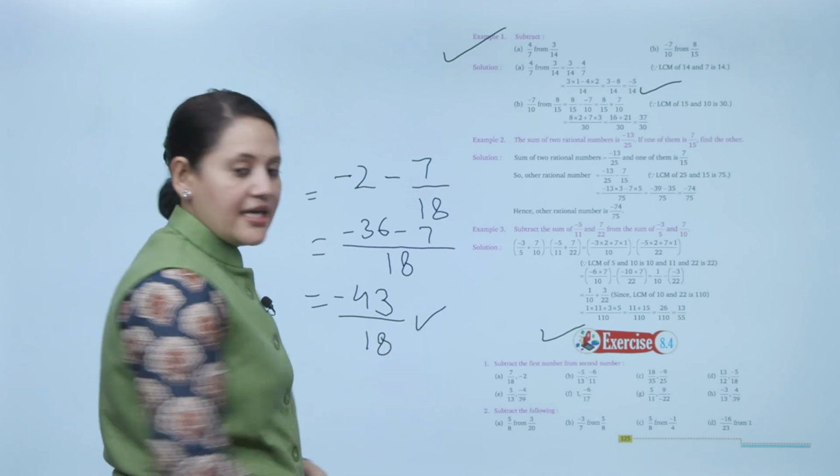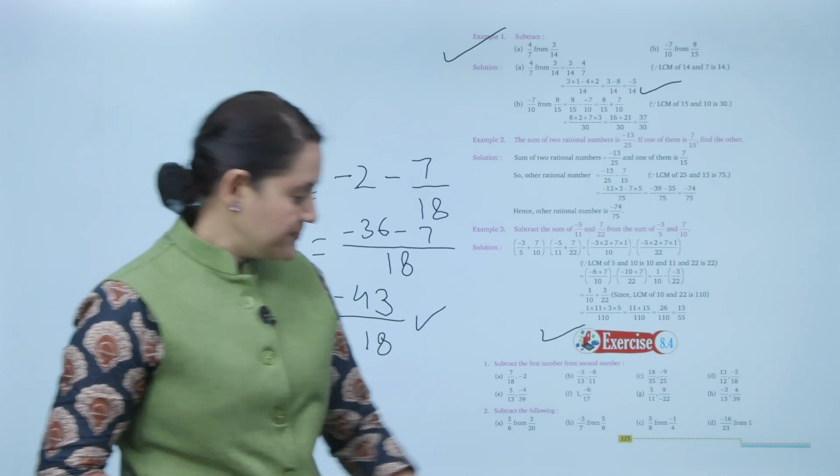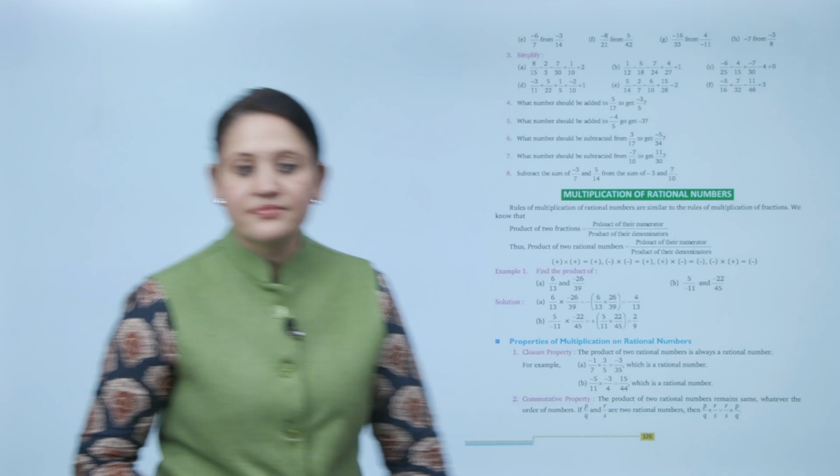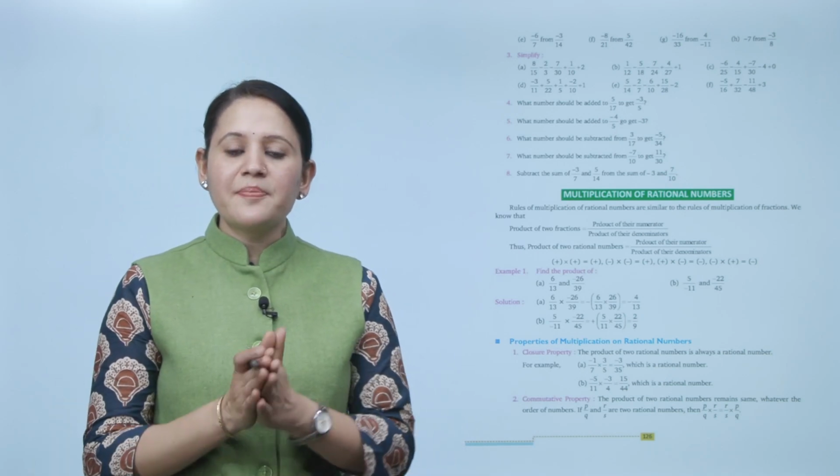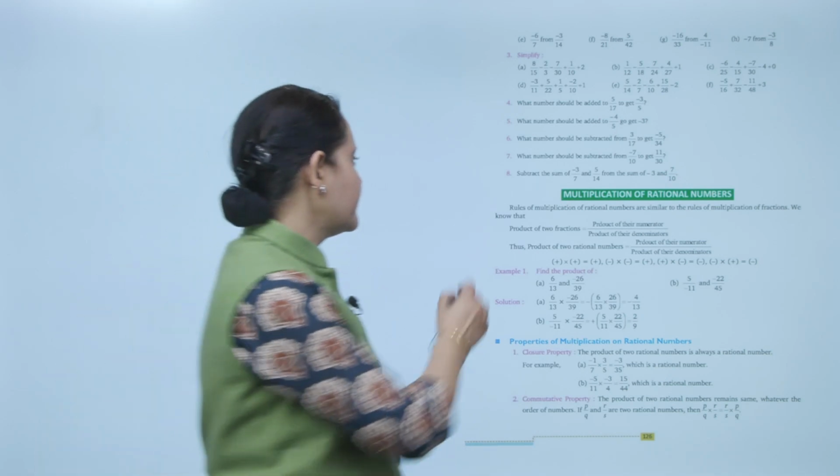-43/18. That is our answer. Clear? Next is multiplication of rational numbers.